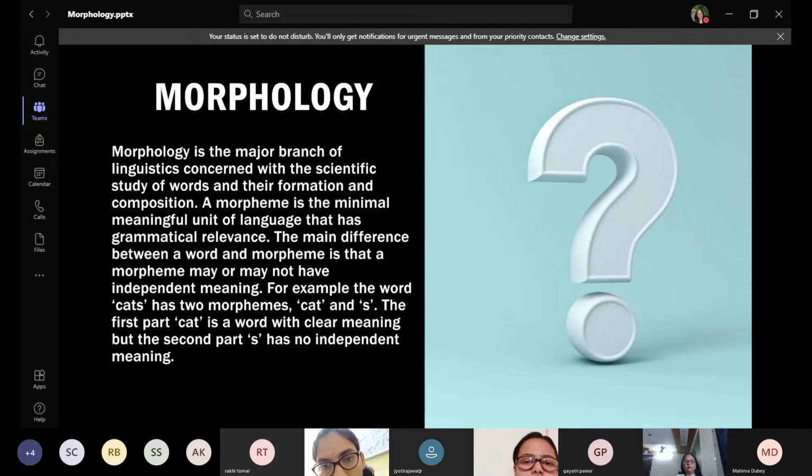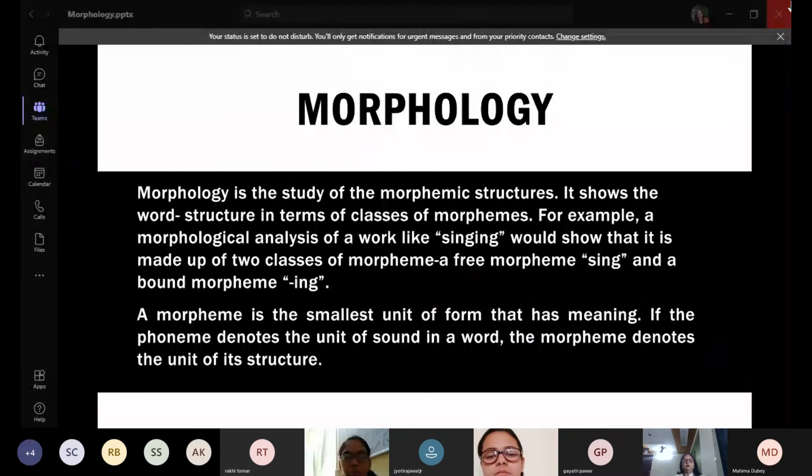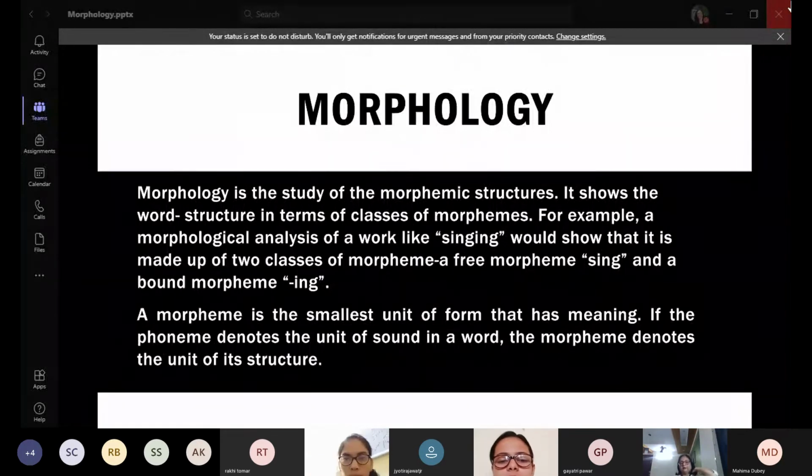So it is free morpheme. S, the second part, has no independent meaning, so it is a bound morpheme. Okay? Yes, ma'am. Right. So this is the way to explain morphology. Again, study of morphemic structures.